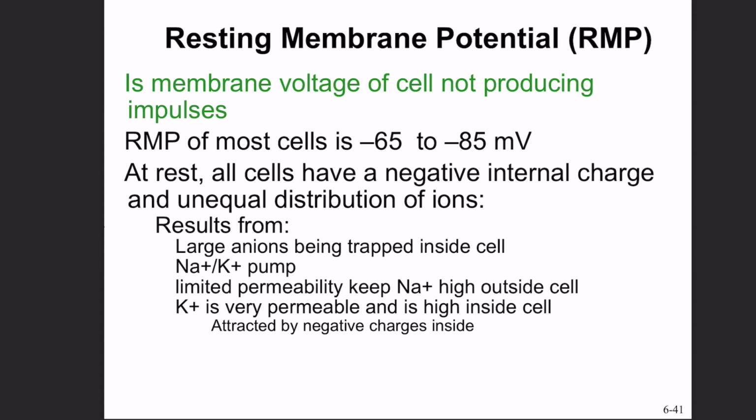So the resting membrane potential is the membrane voltage of the cell when the cell is at rest. It is not producing any impulses. So it's around negative 70. If we want to include most types of cells, it can range anywhere from negative 65 to negative 85. And they have a negative internal charge mostly because of large anions being stuck inside the cell, and also because of the sodium-potassium pump.